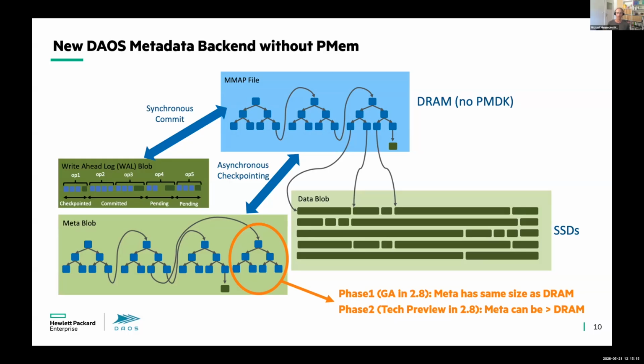Exactly determining how much larger we can make this will also require a lot more testing. So in the 2.8 release that is about to be released, this phase two, where the metadata blob can be bigger, is still in tech preview while we are working through all of the internal behavior changes and proper sizing recommendations. I believe from the latest conversations we had with Liang, who also presented that at the last DAOS user group, a factor of 4, a metadata blob 4 times bigger than the DRAM size, is certainly something that we want to experiment with now. How much higher we can drive that still remains to be determined, depending on the testing that we're doing.